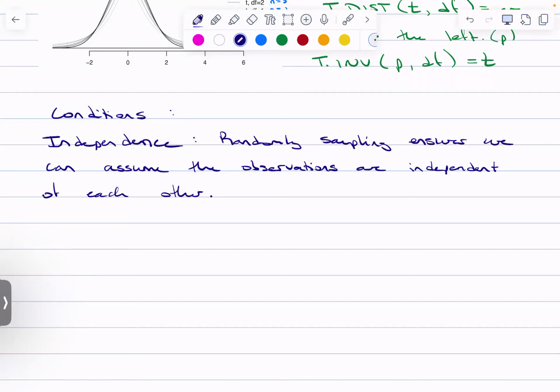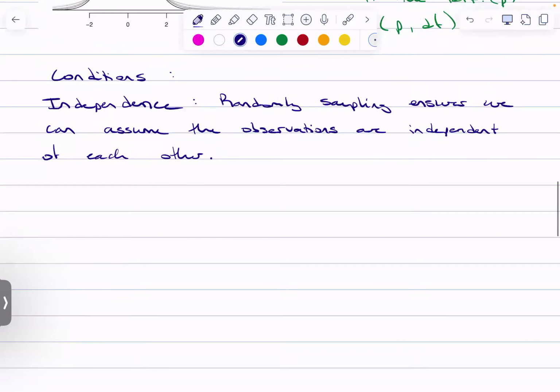That's the same condition that we've had all along, right? We have to be able to assume that these things are independent of each other. Now, do you like the sample size condition or the normality condition? You can write down both, but they are going for the same thing.